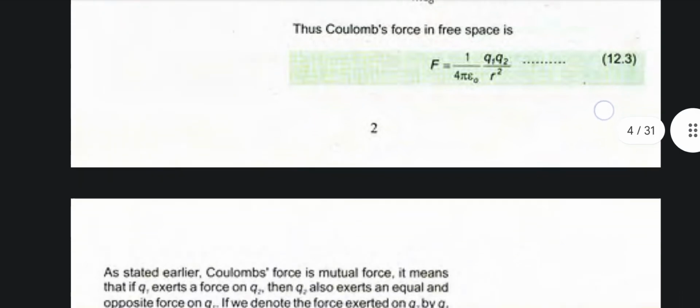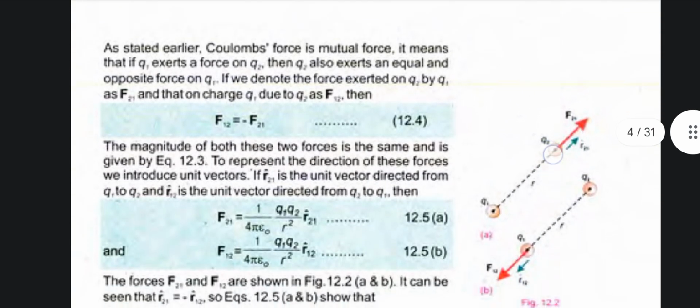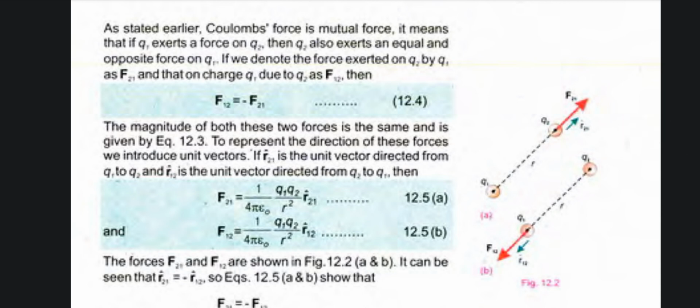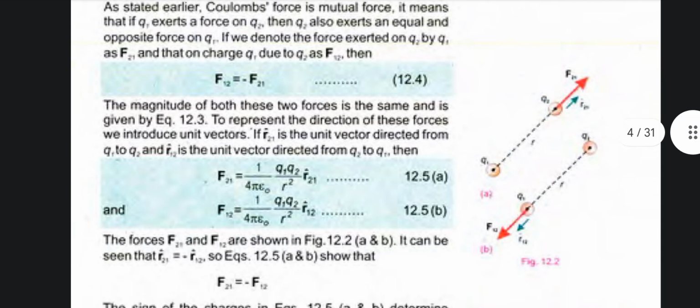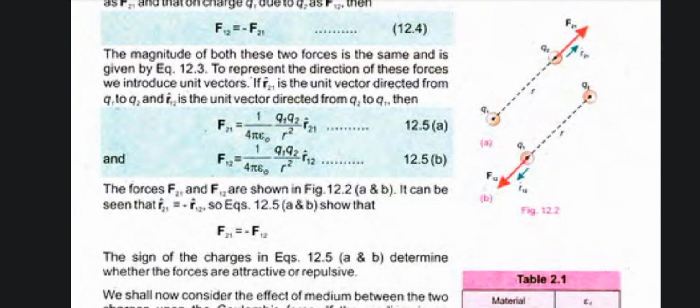Thus, Coulomb's force in free space F is equal to 1 upon 4 pi epsilon naught Q1 Q2 upon R square. As stated earlier, Coulomb's force is a mutual force. It means that if Q1 exerts a force on Q2, then Q2 also exerts an equal and opposite force on Q1. If we denote the force exerted on Q2 by Q1 as F21 and that on charge Q1 due to Q2 as F12, then F12 is equal to minus F21. The magnitude of these two forces is the same and is given by equation 12.3.